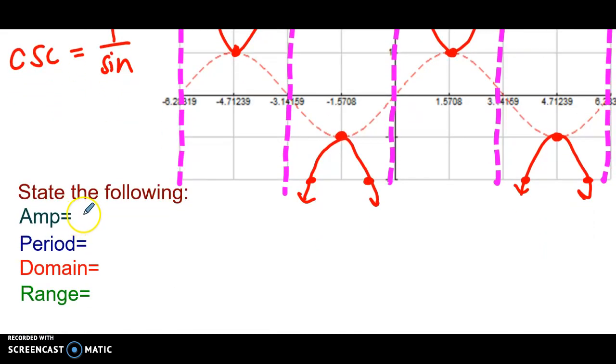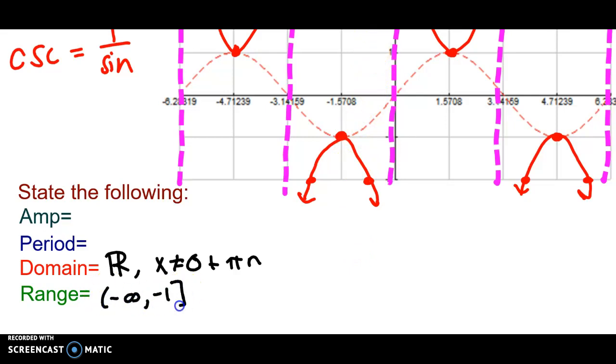Amplitude is listed first. Well, it's probably easier if we do domain and range. So our domain is all real numbers except, you'll notice that our first asymptote starts at 0, so x can't equal 0, plus anything that goes by an interval of pi, which I could have just written pi n, but I just write 0 just to try to confuse you. For our range, now notice it's going to be negative infinity to negative 1, union 1 to infinity. That's a parentheses, just so you know.